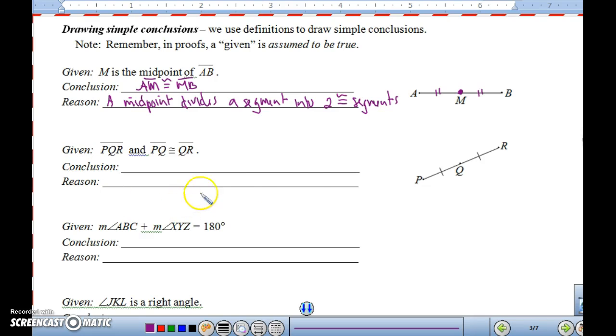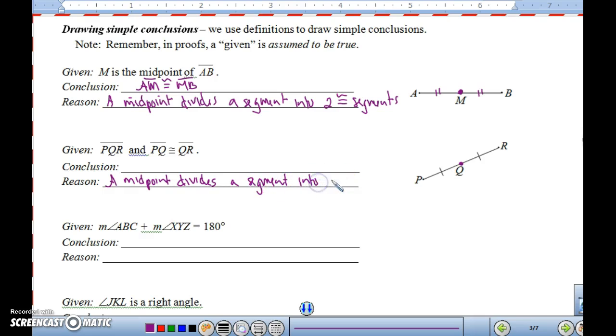Let's look at this next given. We are given segment PQR, and PQ and QR are congruent. So what conclusion can we draw? Well, let's see. We have 2 segments that are congruent, that are part of the same segment. What does that tell you about Q? Well, isn't that the reverse of this one? A midpoint divides a segment into 2 congruent segments, so if a segment's divided into 2 congruent segments, there must be a midpoint, right? Yeah, so it works both ways. So this was divided into 2 congruent segments, so what is your midpoint?